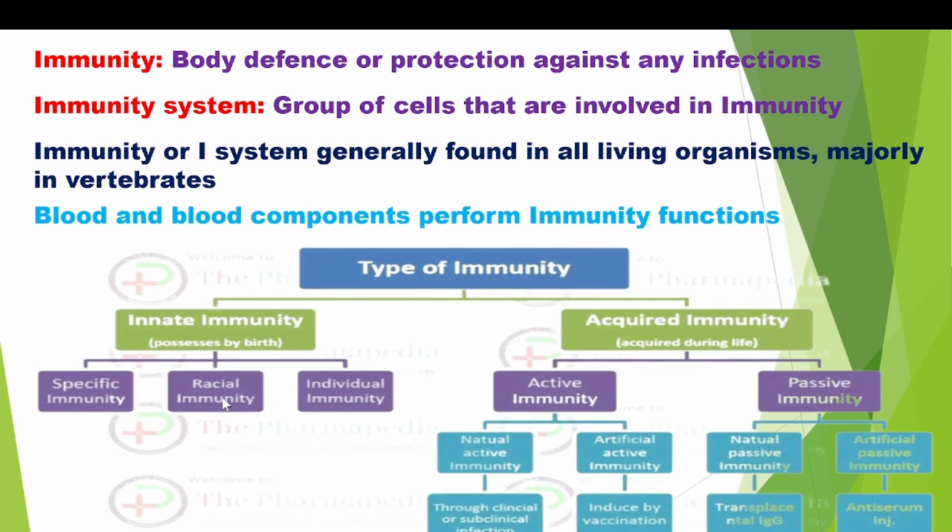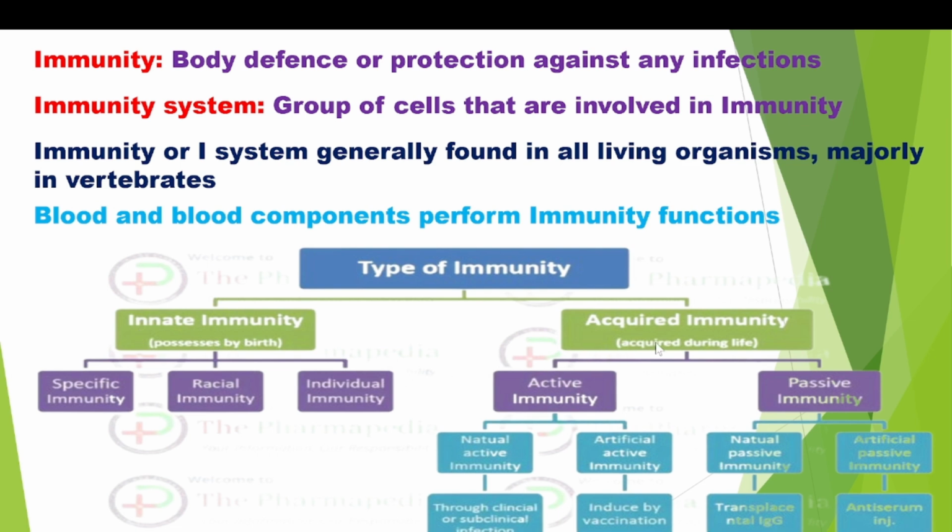That means within the species, different races are present. One race is susceptible to one particular disease, whereas another race is not. And the third one is individual immunity. Each and every person has their own immunity. That is known as personal immunity or individual immunity, and it is mainly due to genetic makeup. So these are the three types of innate immunity: specific immunity, racial immunity, and individual immunity.